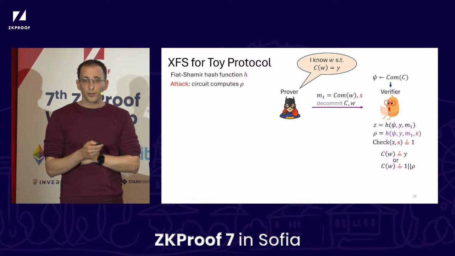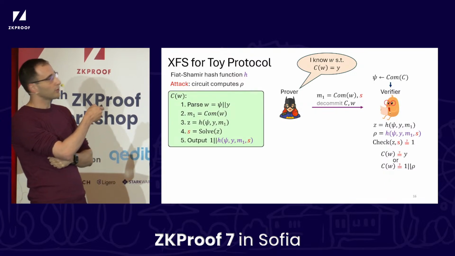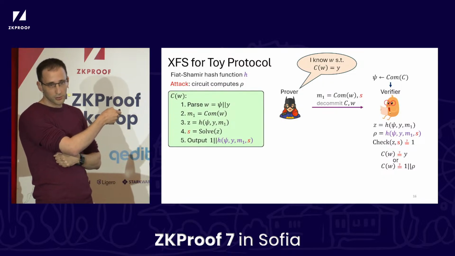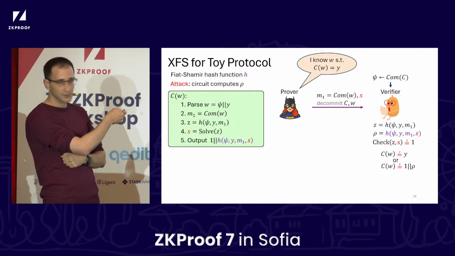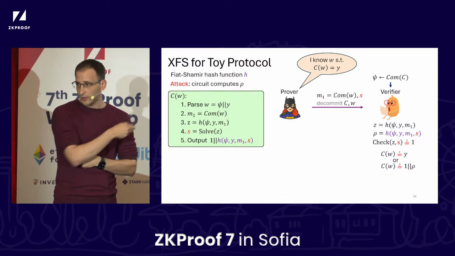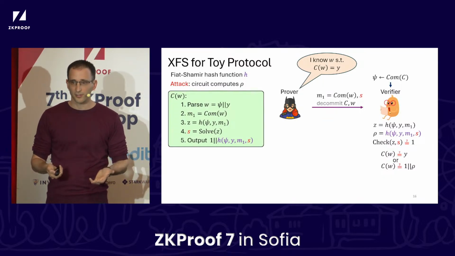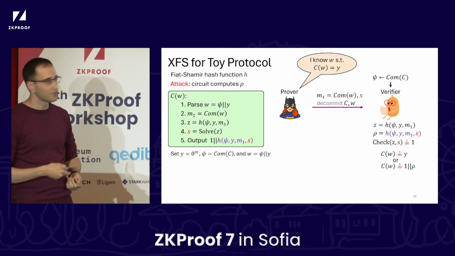Let's modify the circuit to compute rho. We parse as before, compute M1, and now we compute the puzzle Z. No problem, we can do it. We solve Z and get S, and now we output this. This circuit, just as before, is going to compute rho and convince the verifier. So what do we do? The same setting as before.